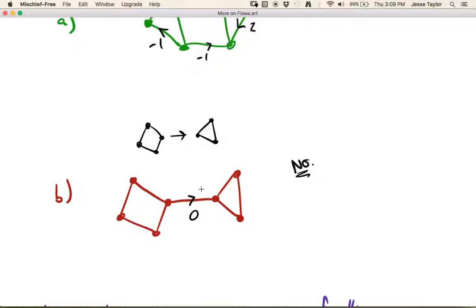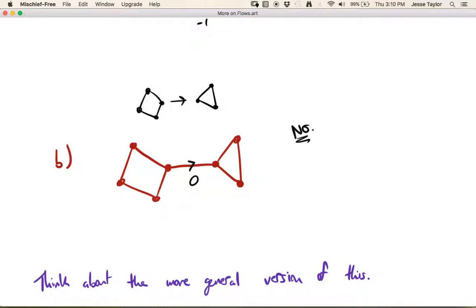Okay, so bridges are not good for nowhere 0 flows. They're fine for flows in general, you just put a 0 on them, right? But if you want nowhere 0, that's not going to be good. Okay, so let's think about the more general version of what's happening. So here, this bridge is an edge. If you just remove one edge, it disconnects the graph.